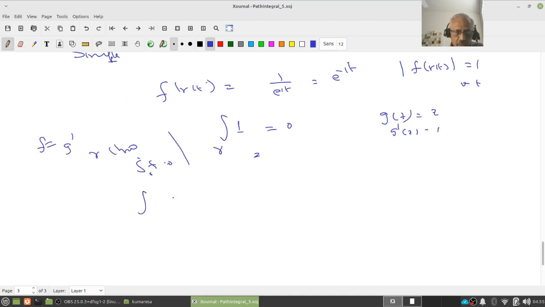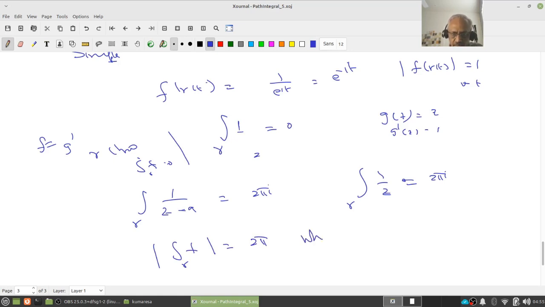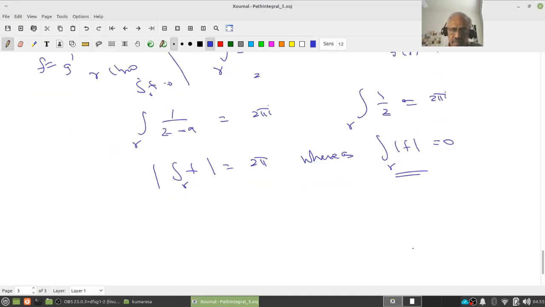But we already know the integral of 1 by (z minus a) over gamma is 2 pi i. Similarly, 1 by z over the circle gamma is also 2 pi i. Are you following? Therefore, modulus of the integral of f over gamma is 2 pi, whereas the integral of mod f over gamma is 0. Hence, modulus of integral f over gamma is less than or equal to integral of mod f over gamma is nonsense.